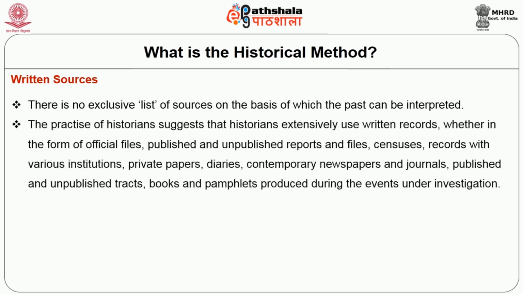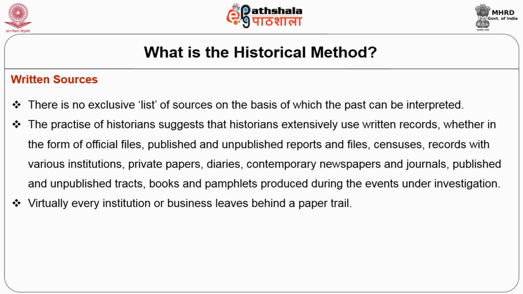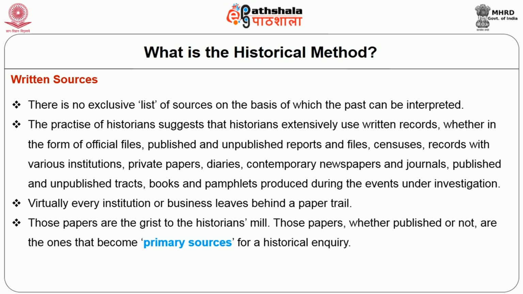The practice of historians suggests that historians extensively use written records, whether in the form of official files, published and unpublished reports and files, censuses, records with various institutions, private papers, diaries, contemporary newspapers and journals, published and unpublished tracts, books, and pamphlets produced during the events under investigation. Virtually every institution or business leaves behind a paper trail. Those papers are the grist to the historian's mill. Those papers, whether published or not, are the ones that become primary sources for the historical inquiry.